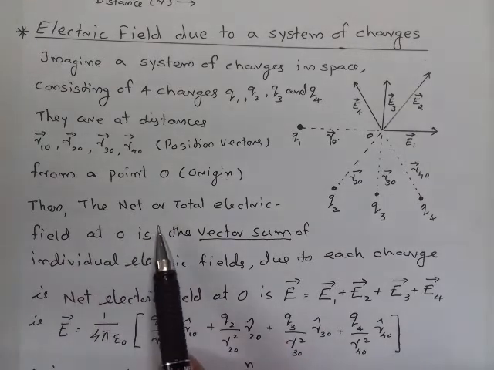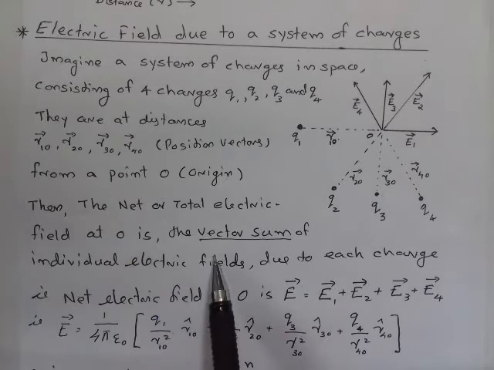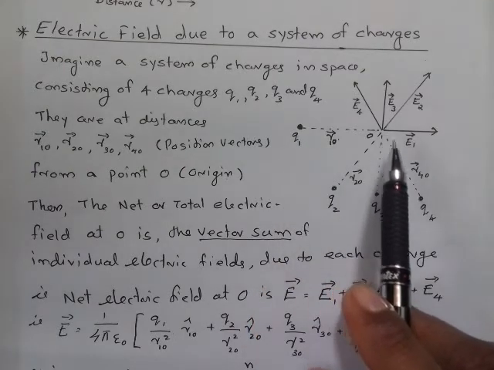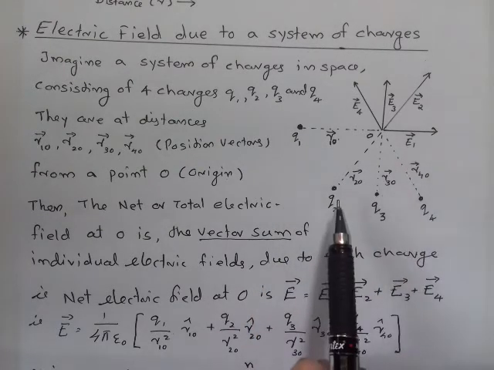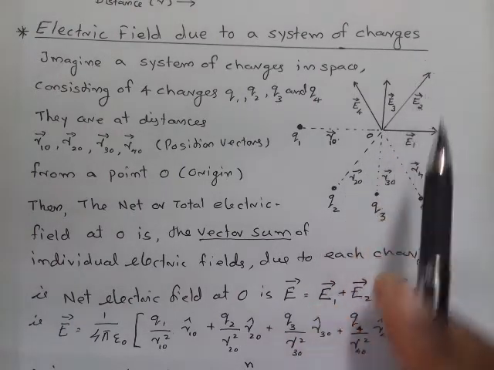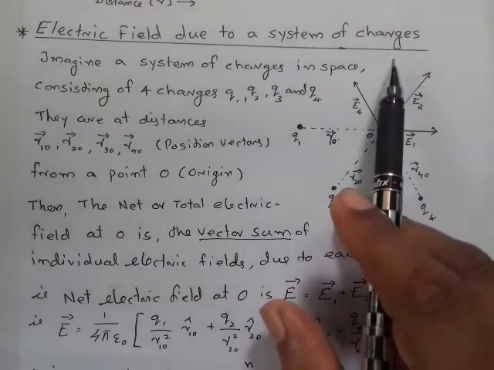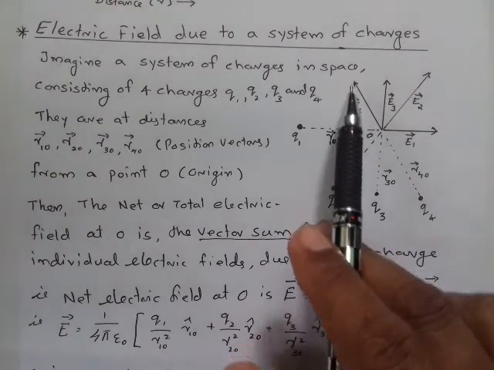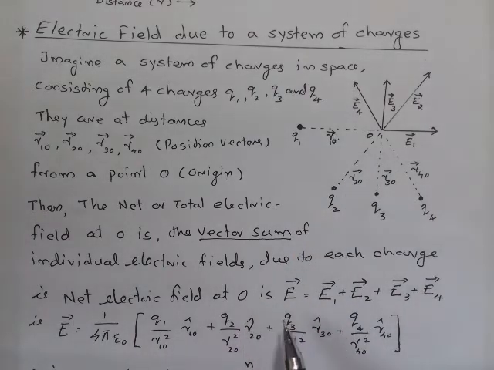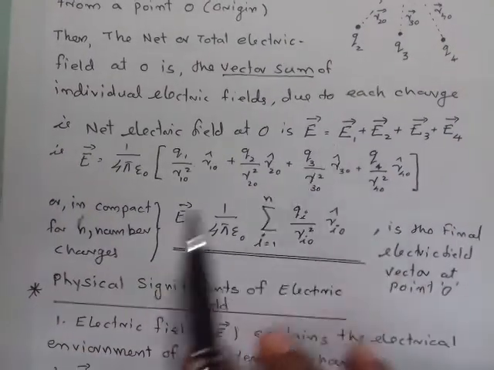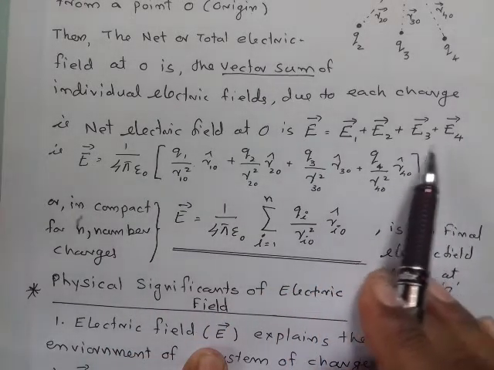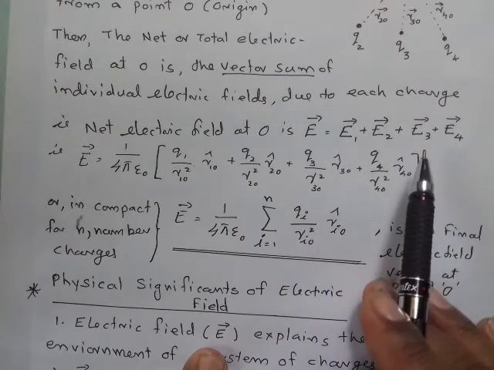Then the net electric field at O is the vector sum of individual electric fields. Due to q1 there is an electric field here, denoted as E1. Due to q2 the electric field here is E2. Due to q3 the electric field here is E3, and due to q4 the electric field here is E4. So the net electric field at O is E1 plus E2 plus E3 plus E4. We have to add all of them vectorially.